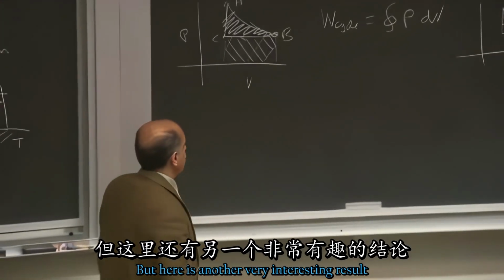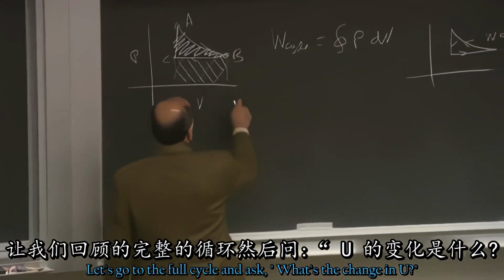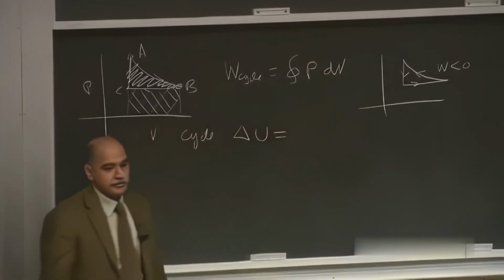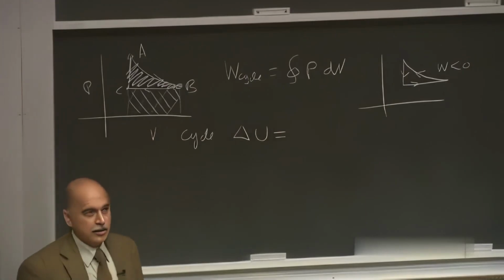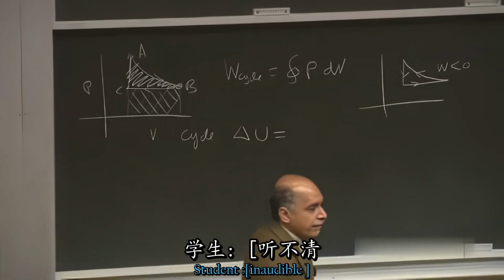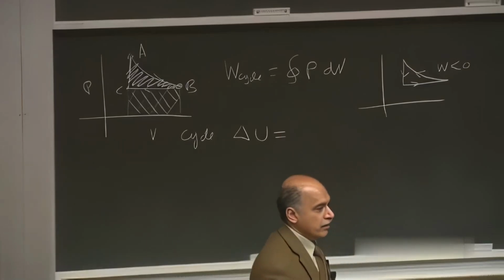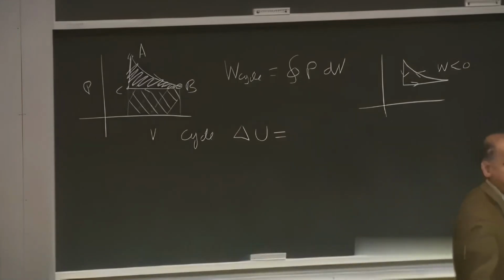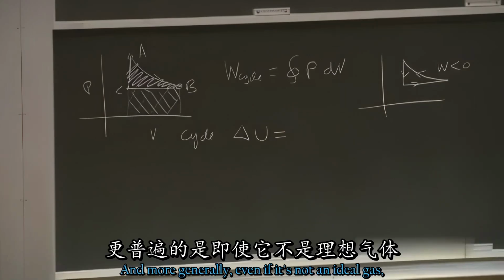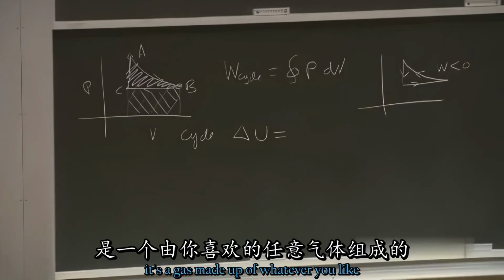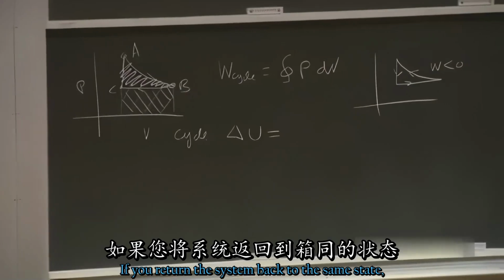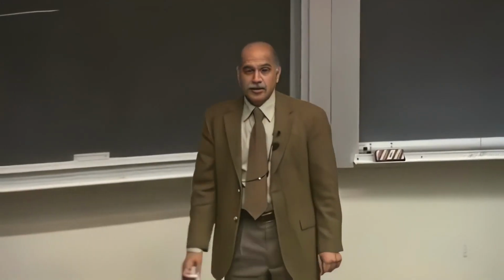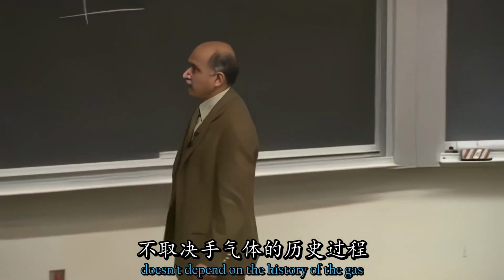But here's another very interesting result. Let's go to the full cycle and ask, what's the change in U? Yes? PV in the beginning and in the end are the same, therefore they should be the same. Right. His answer was PV is the same. And more generally, even if it's not an ideal gas, it's a gas made up of whatever you like. It's any system. If you return the system back to the same state, the internal energy returns to that value. That's what I meant by internal energy doesn't depend on the history of the gas.